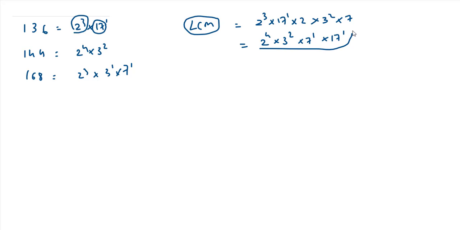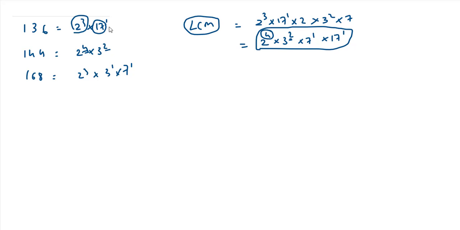If you notice, these are basically the highest power of each of the factors available in all of these three numbers. So the highest power of 2 in all of these numbers is 4. So that's why we have 2 raised to 4. The highest power of 3 in all of these numbers is square. So that's why we have a square here. And the highest power of 7 and 17 is 1 only.